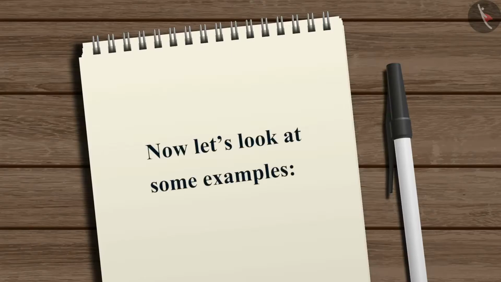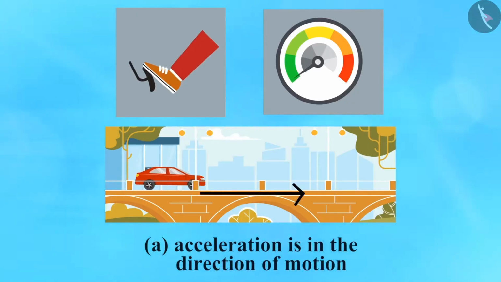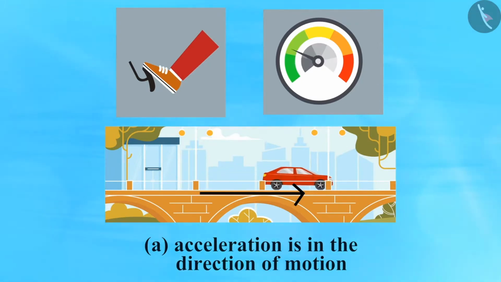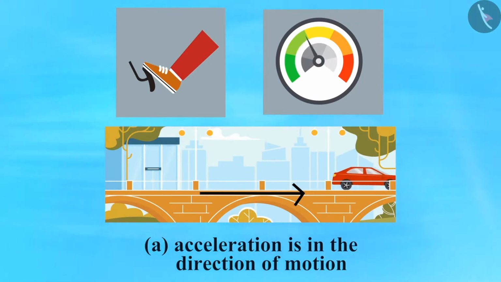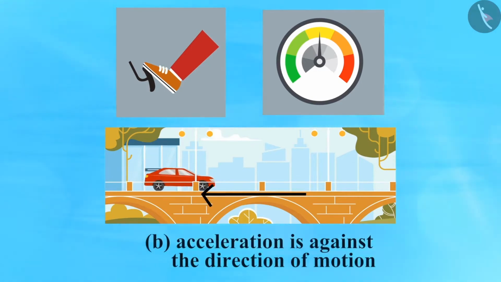Now let's look at some examples. A. Acceleration is in the direction of motion. Here, when the driver pushes the accelerator pedal, the car starts from rest and the speed keeps on increasing. Here, the acceleration is positive.